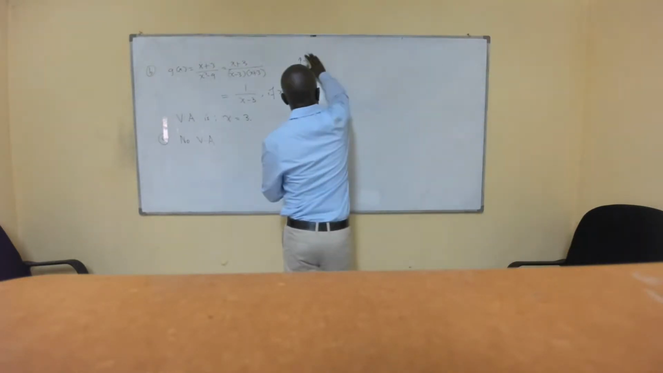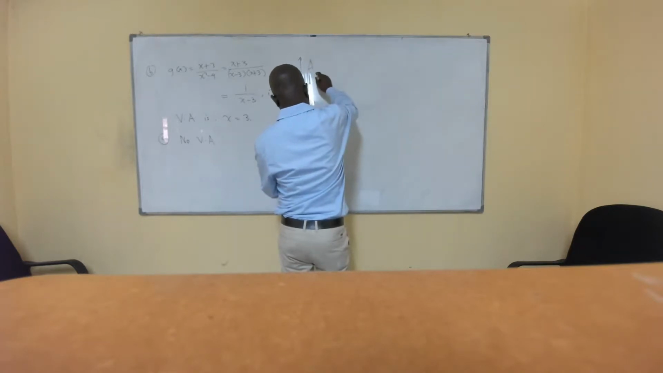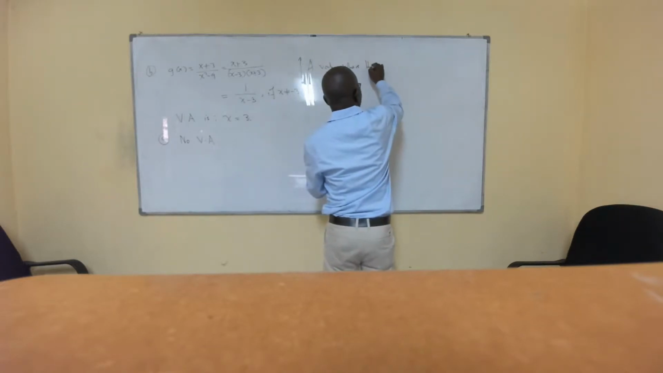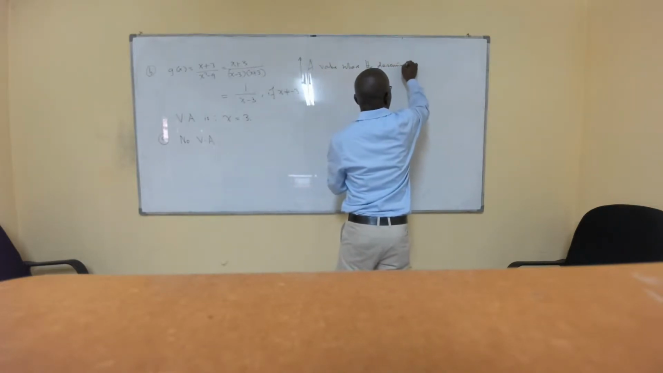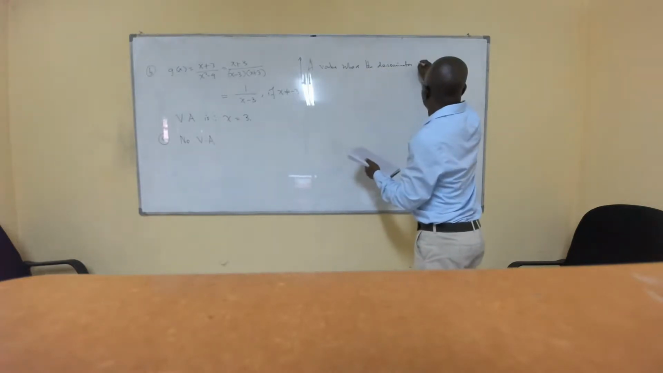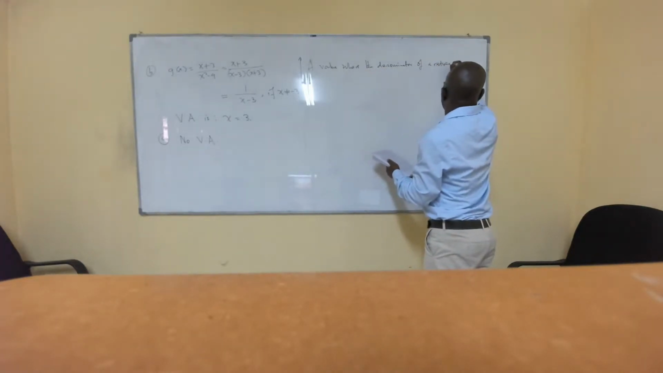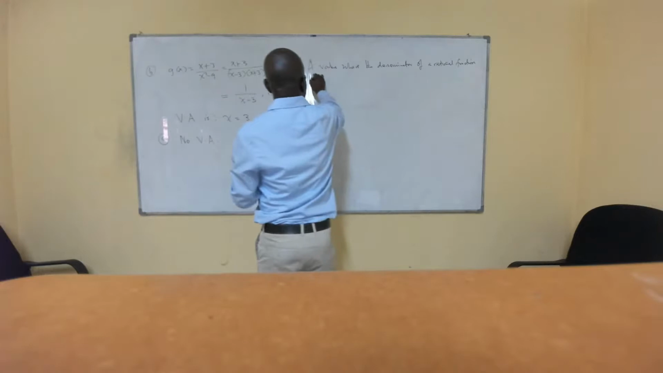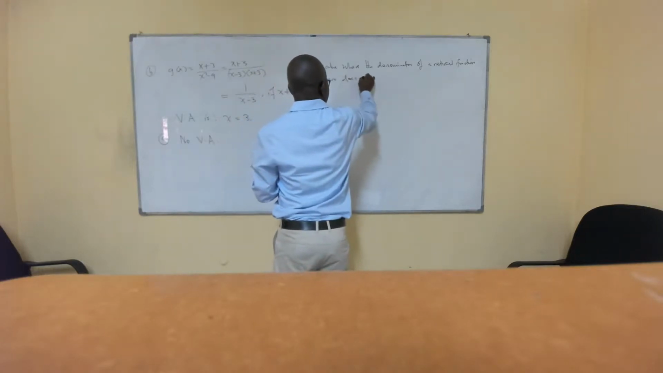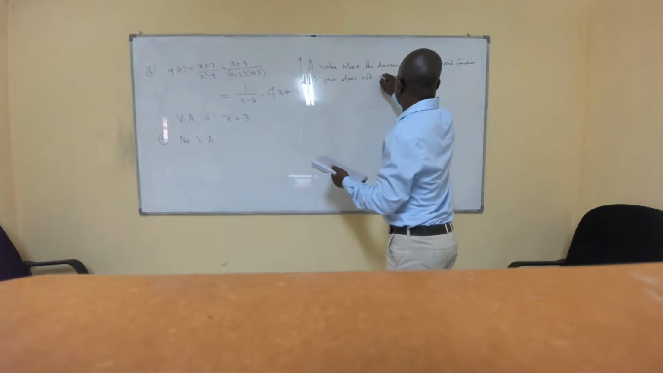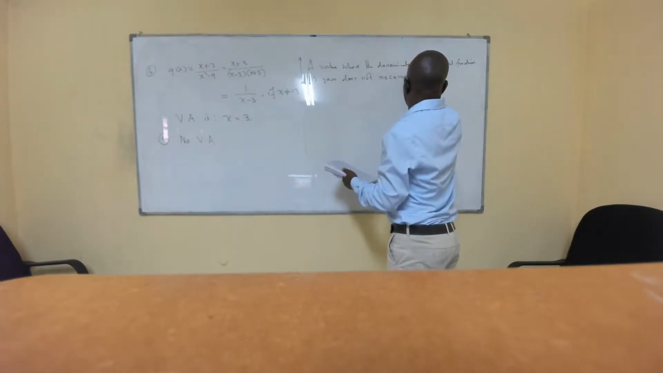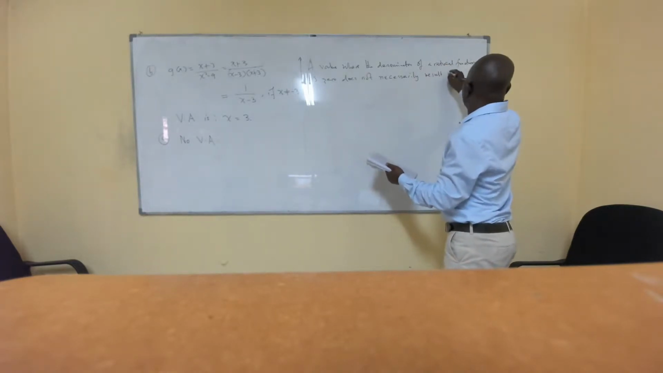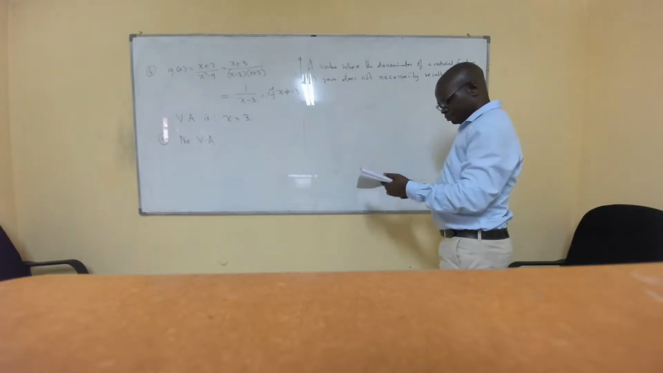So we can say a value where the denominator of a rational function is 0 does not necessarily result in a vertical asymptote.